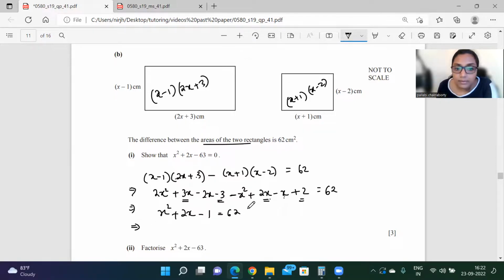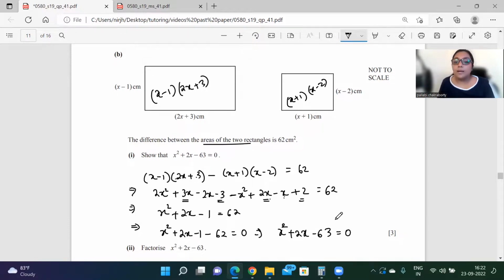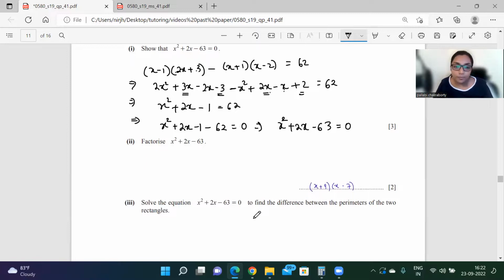If I bring the 62 also on this side, I get x square plus 2x minus 1 minus 62, which is equal to 0 because I've got the 62 on the other side. So this comes out to be x square plus 2x minus 63 is equal to 0. And that's my answer. That is what I have to prove.